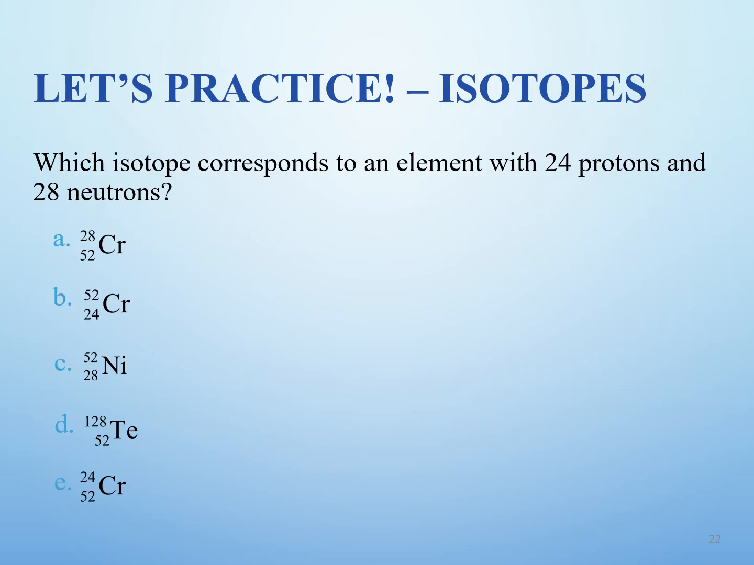Next question. Which isotope corresponds to an element with 24 protons and 28 neutrons? So you need 24 on the bottom. And you see that's the only option, 24 on the bottom. And then 28 neutrons means 24 plus 28, which is 52, it goes on the top. So our answer should be 24 on the bottom, 24 plus 28 on the top. And then if you look on the periodic table, number 24 is Cr, chromium.